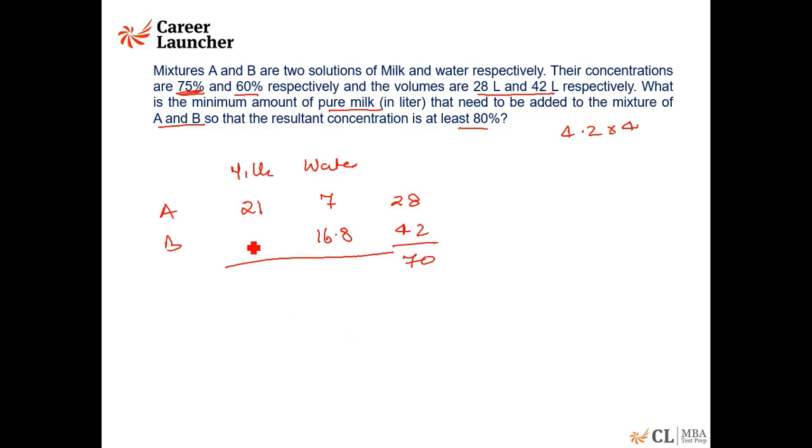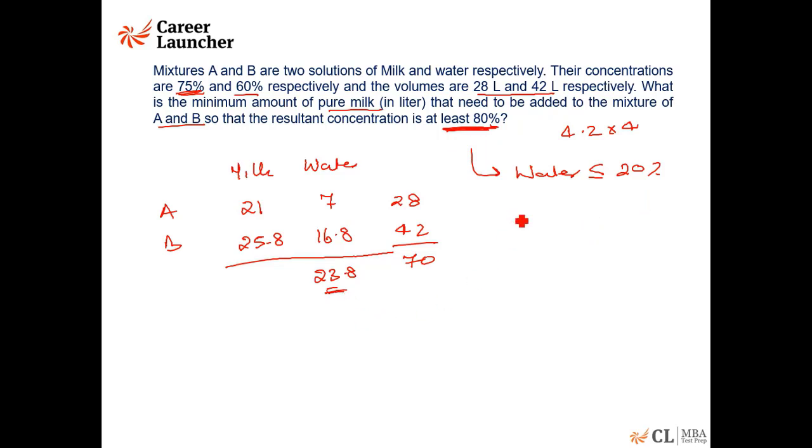So how much will this be? 16.8 plus 7, 23.8. Okay. So 23.8 liters of water is there. We want the resultant concentration of milk to be at least 80%. What does that mean? This means water should be less than or equal to 20%. If milk has to be more than or equal to 80%, water has to be less than or equal to 20%.